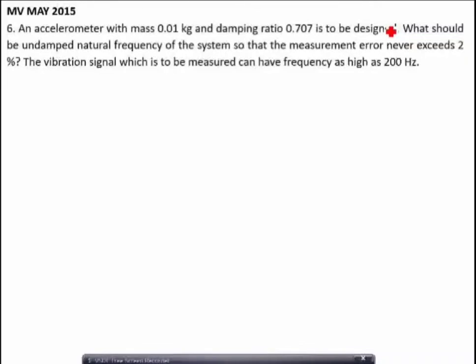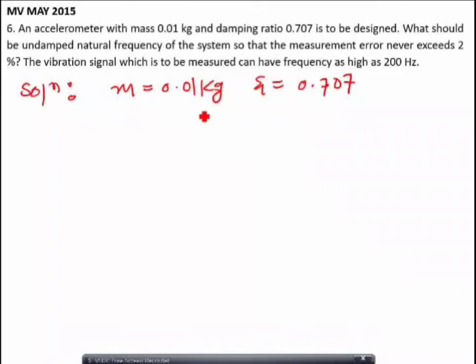Now let us again solve one more problem on the exometer. Problem number 6. An exometer with a mass of 0.01 kg and a damping ratio of 0.707 is to be designed. Now try to understand that at the value of zeta equal to 0.707, your curve is not going beyond z by y equal to 1, but it is very close towards 1. Right? We have already understood that from the graph. What should be the natural frequency of the system so that the measurement error does not exceed 2%? Okay, so measurement error does not exceed 2%.